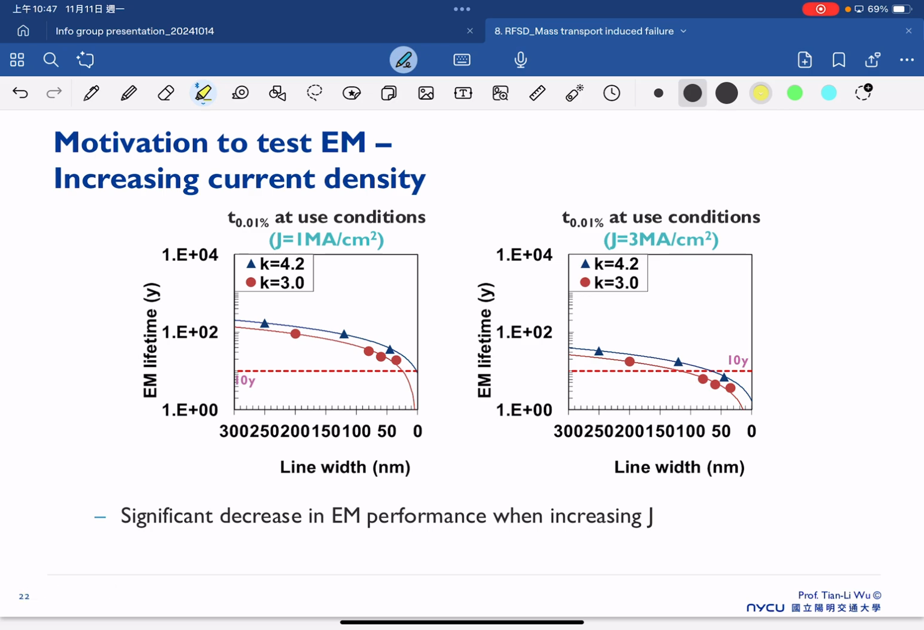So once our scaling is happening, our current density is higher. This is a case with a higher current density versus a regular current density, and we found out that if we test at 3 MA per centimeter square, our lifetime is highly decreased. So there's a significant decrease in the electron migration performance when increasing our current here.